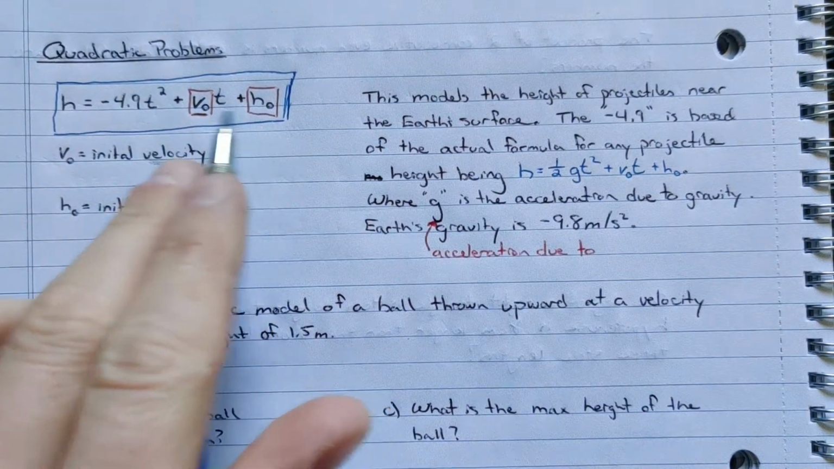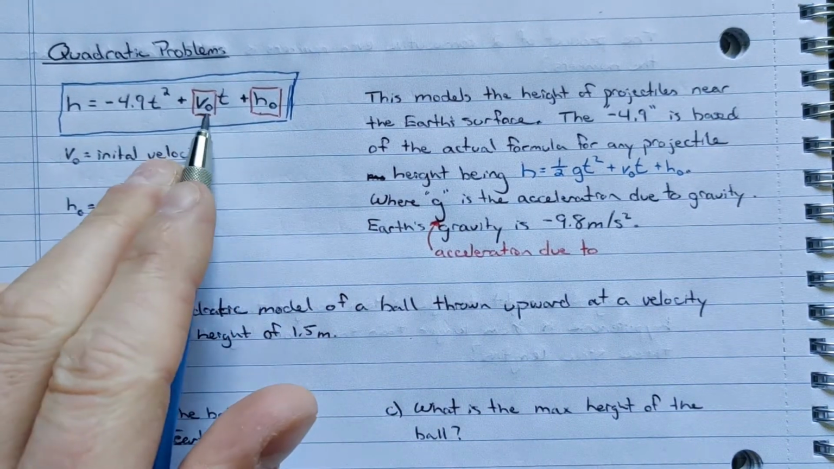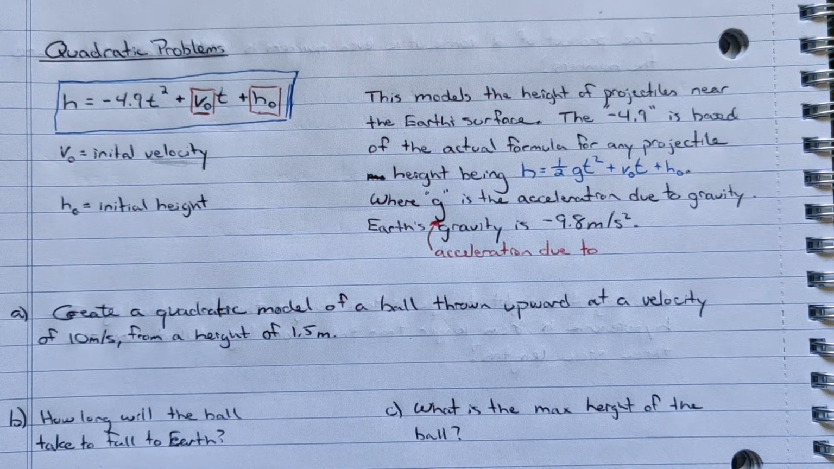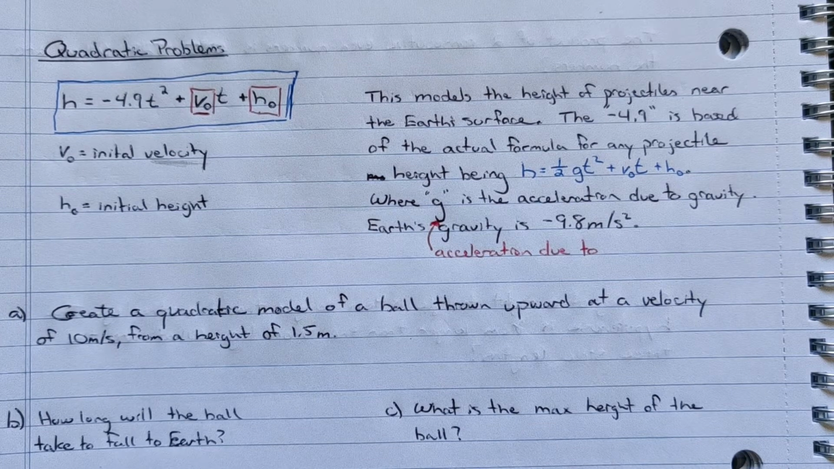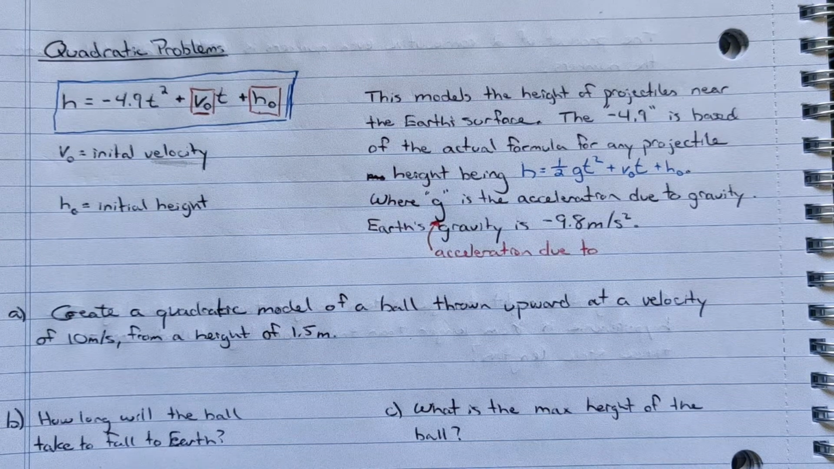You can fill in this formula with the initial velocity and initial height going in these respective positions, and you can find the quadratic model for that. Now, for those of you that are interested, this is an equation that models the height of projectiles near the Earth's surface due to the acceleration due to gravity, and that's what that negative 4.9 portion at the front is working with.